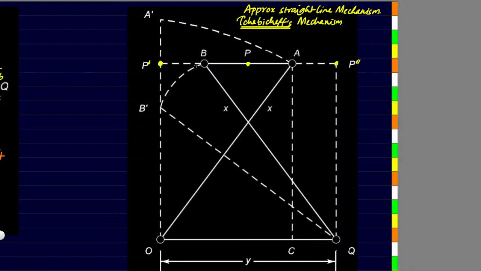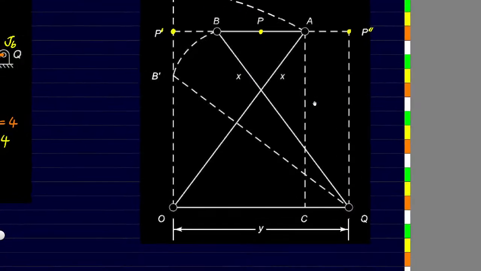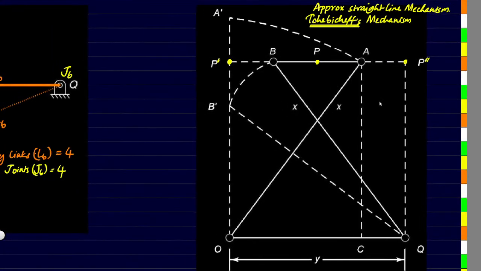In order to keep them in a straight line, we do some complex derivation, and we end up with some ratios for the links. So the ratios are like this: AB is to OQ is to OA. This ratio needs to be maintained constant.